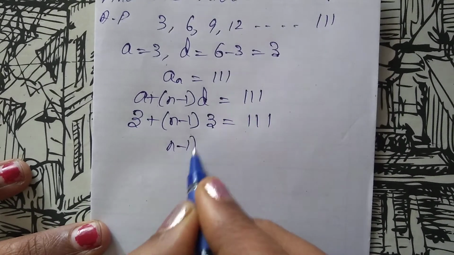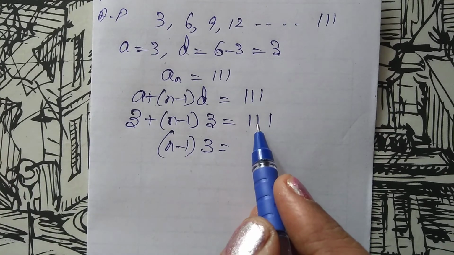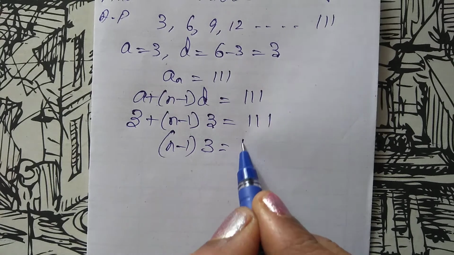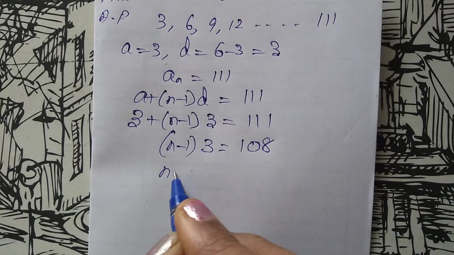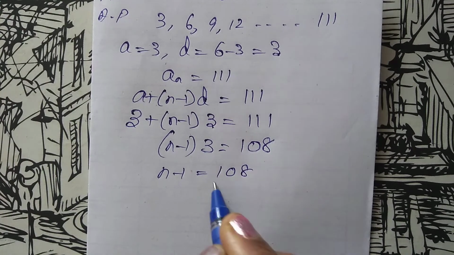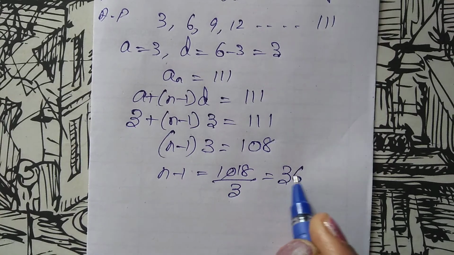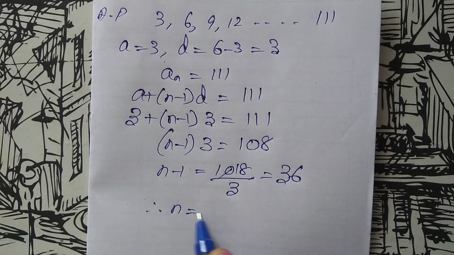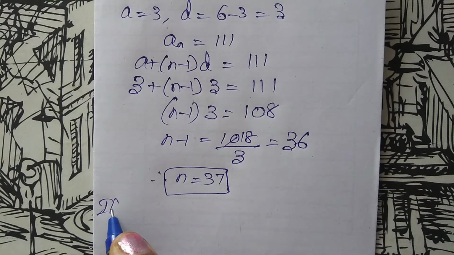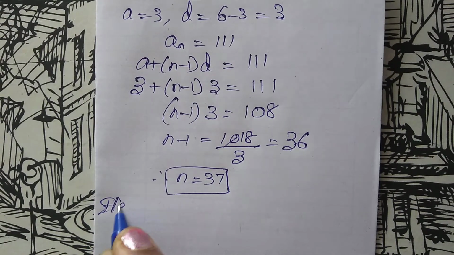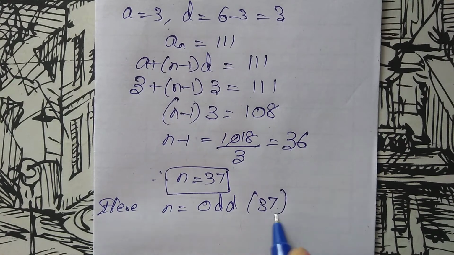So this we can simplify as n minus 1 into 3 equals 111 minus 3. So what you get? 108. So n minus 1 is 108 divided by 3. 3 threes are 9, remainder 1, 36. Therefore, n is equal to 37. Here n is 37, what is it? Here n is an odd number. 37 is an odd number.